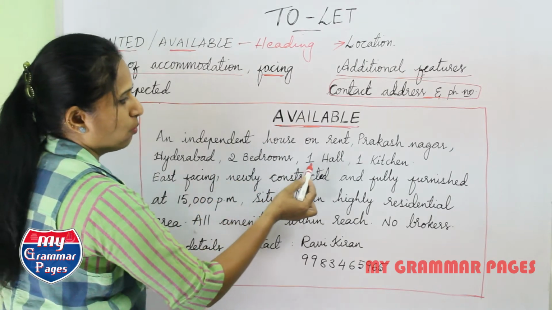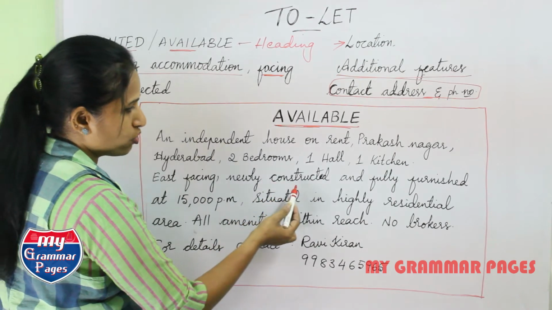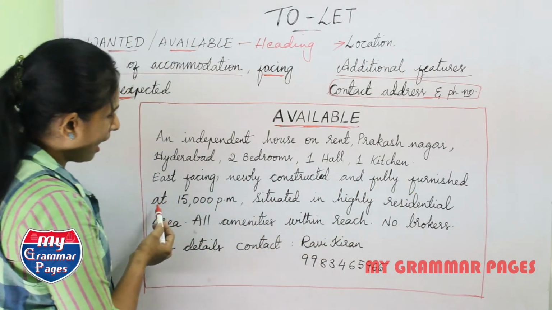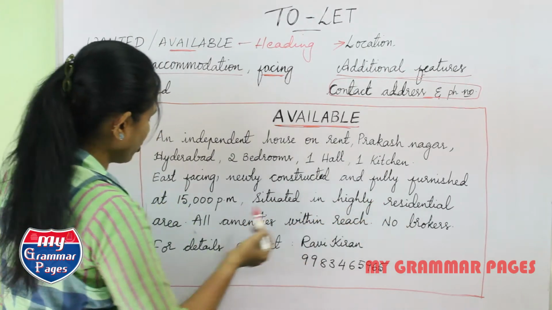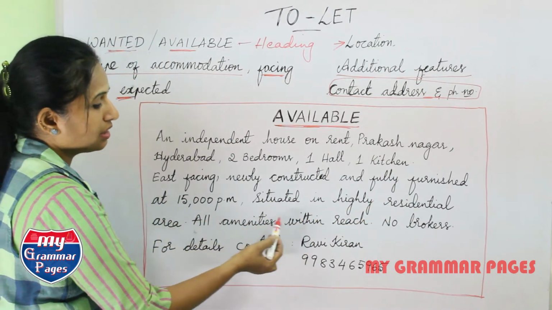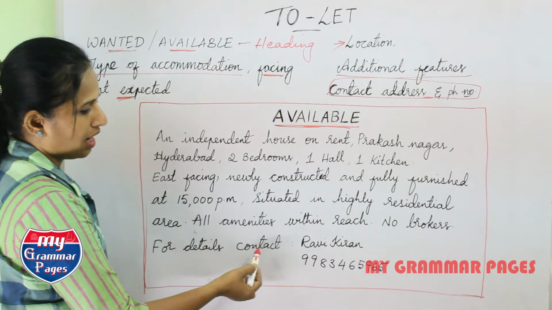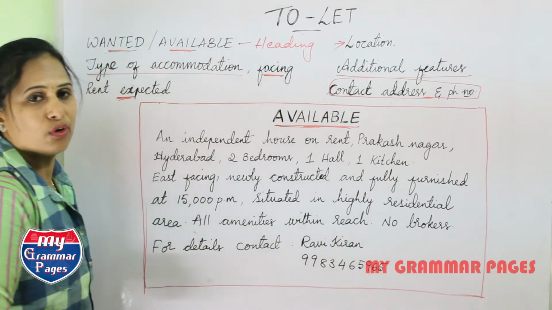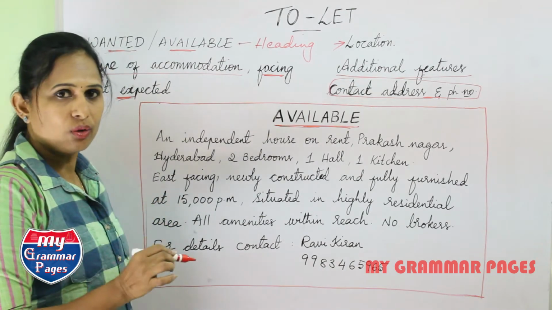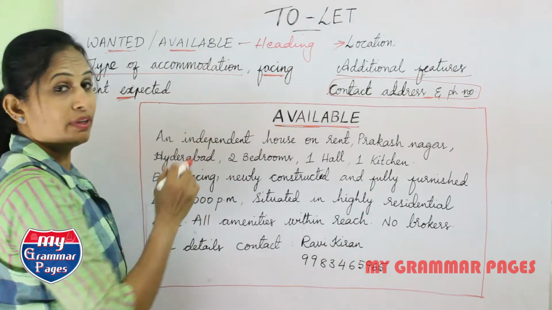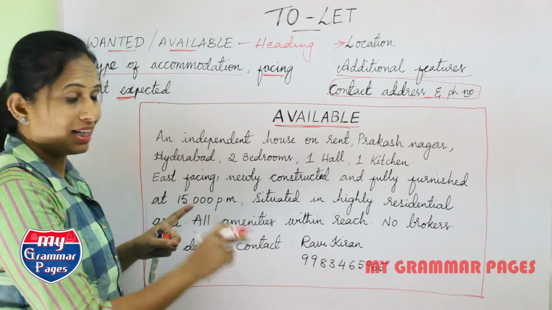And now just see: an independent house on rent, Prakash Nagar, Hyderabad. 2 bedrooms, 1 hall, 1 kitchen. East facing, newly constructed and fully furnished at 15,000 rupees per month, situated in a highly residential area. All amenities within reach. No brokers. For details, contact Ravikiran, and the phone number is given. This is very simple to write. So what you have to do is remember all these features, put all the features in order and prepare a classified.